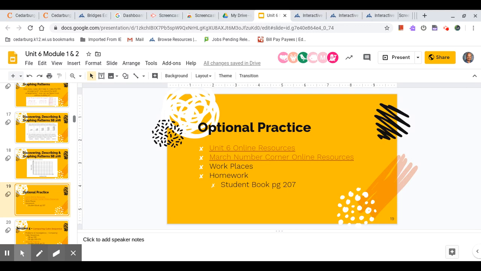Go ahead and finish your student book, page 207, when you get a chance. If you have a chance to play another round of the Coordinate 4 game, that would be really good too. That would help out a lot. And if you have access to our Unit 6 resources and our March number corner online resources, feel free to go on to those and learn away.